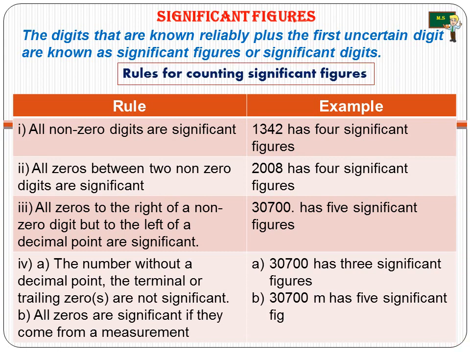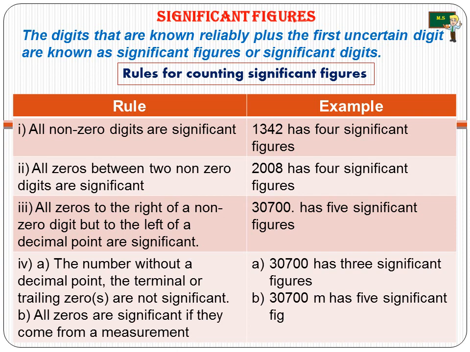Now let's move to the rules for counting the significant figures. See, first let us move to the rule. First rule, all non-zero digits are significant digits. An example, 1342 has 4 significant figures.